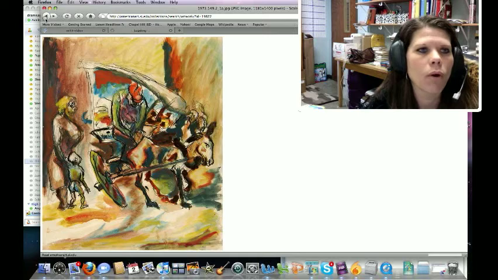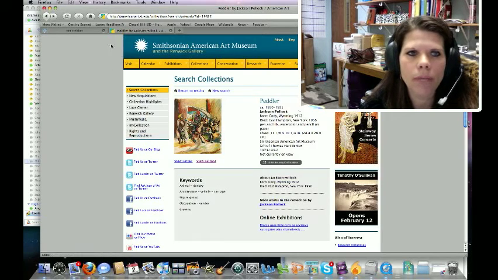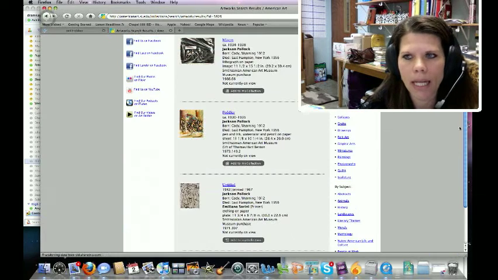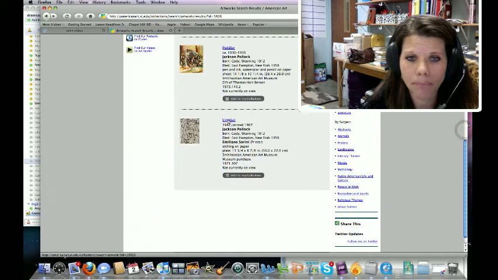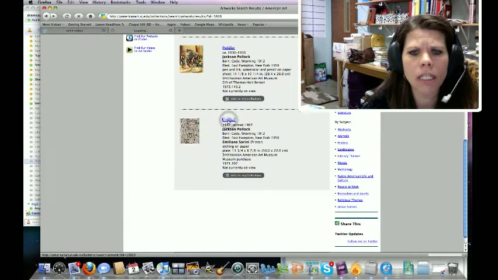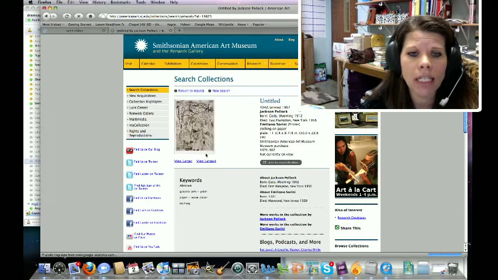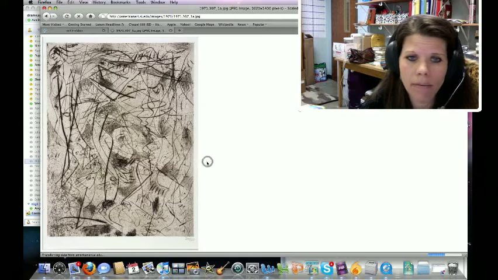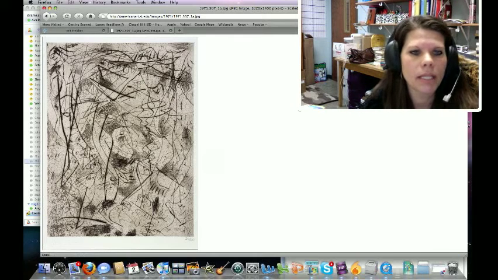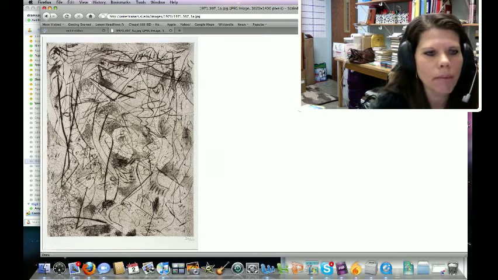I'll look at one more. He then started to do another type of painting that's called dripping. And this one is called Untitled. In fact, most of his paintings, he just numbered them. He didn't even give them a title. But this one is dripping of paint.